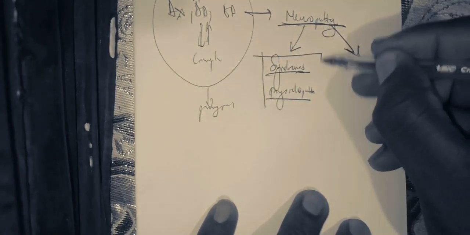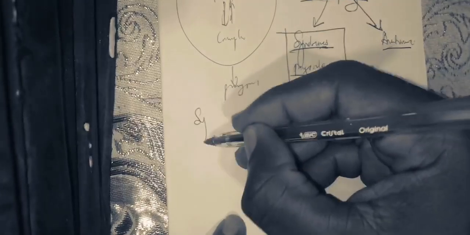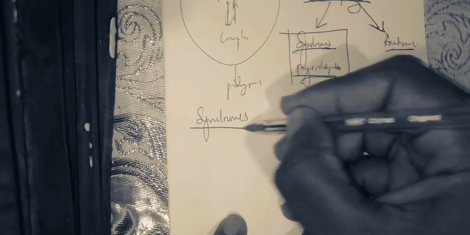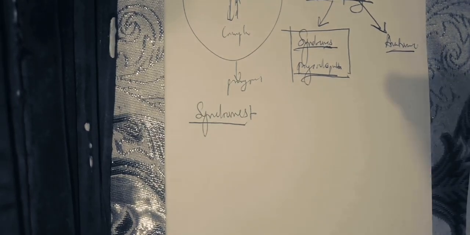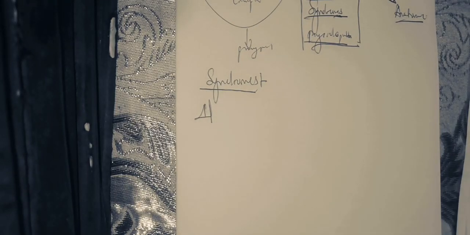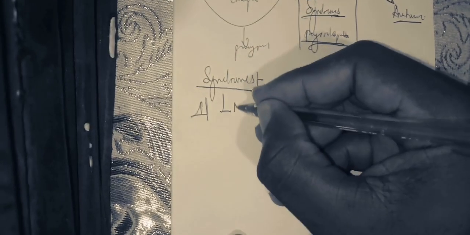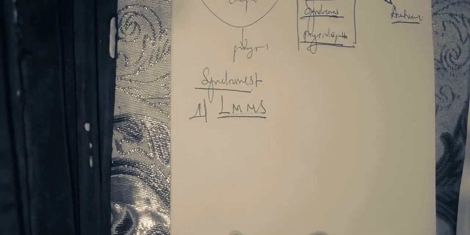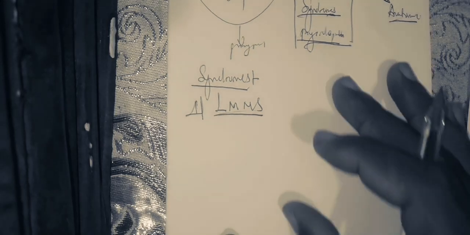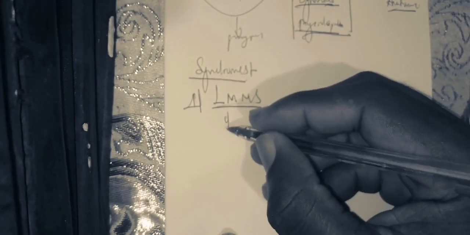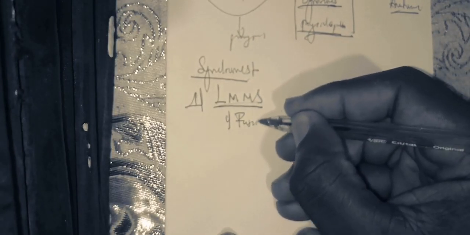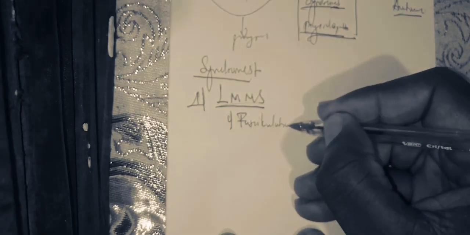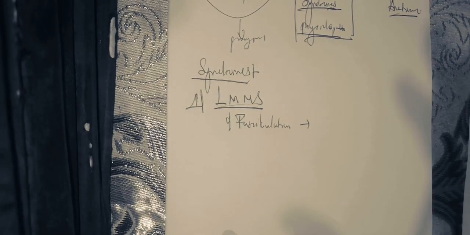Now let's start with the first one, which are the syndromes. So when speaking about the syndromes of neuropathy, you have to know that the major syndrome that is going to present with neuropathy is the lower motor neuron syndrome. Is it clear? The major element of lower motor neuron syndrome is fasciculation. Now, fasciculation is the abnormal contraction.